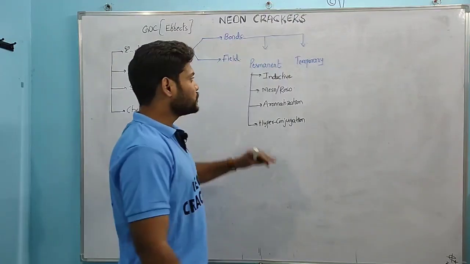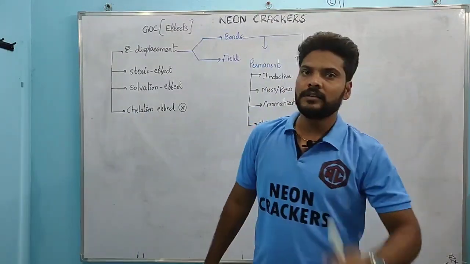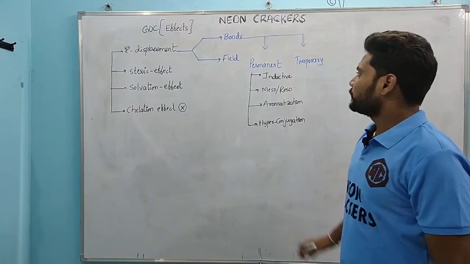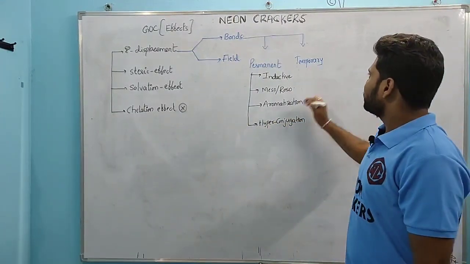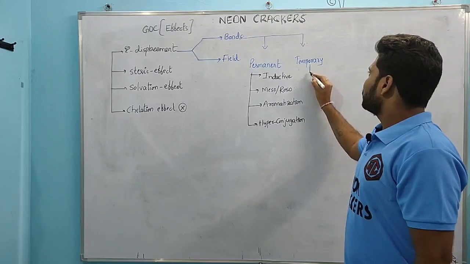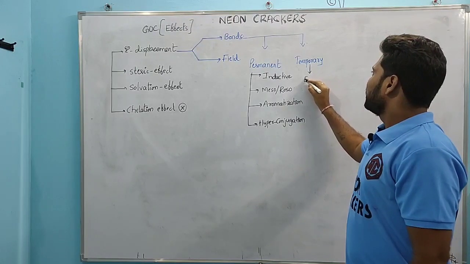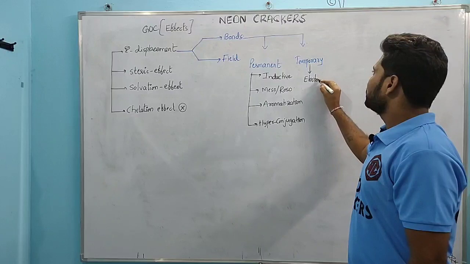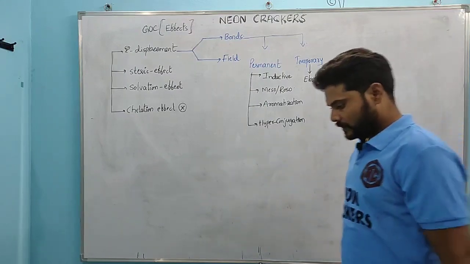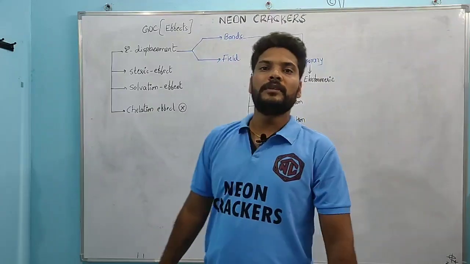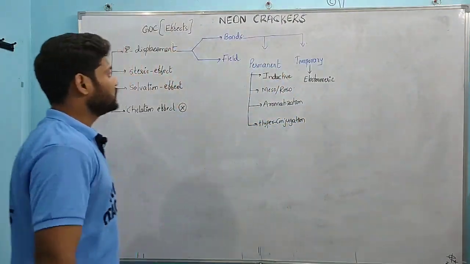I am here to teach you all types of concepts and short tricks: how to find all the possible trends. The next one is the temporary effect. Only one is there, which is the electromeric effect. So these are the possible effects in organic chemistry.